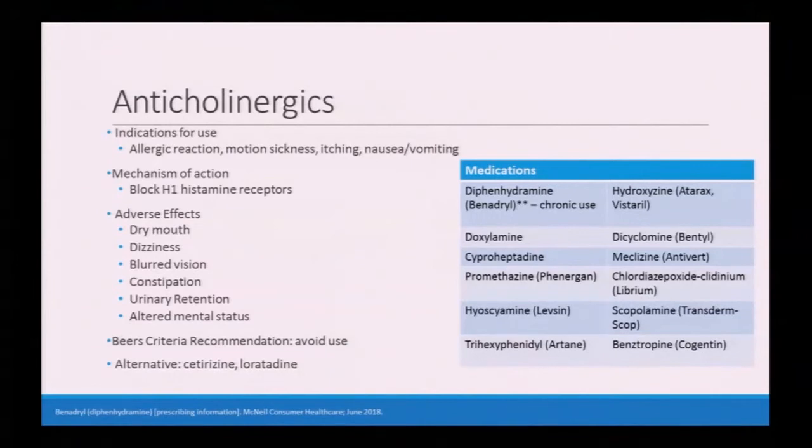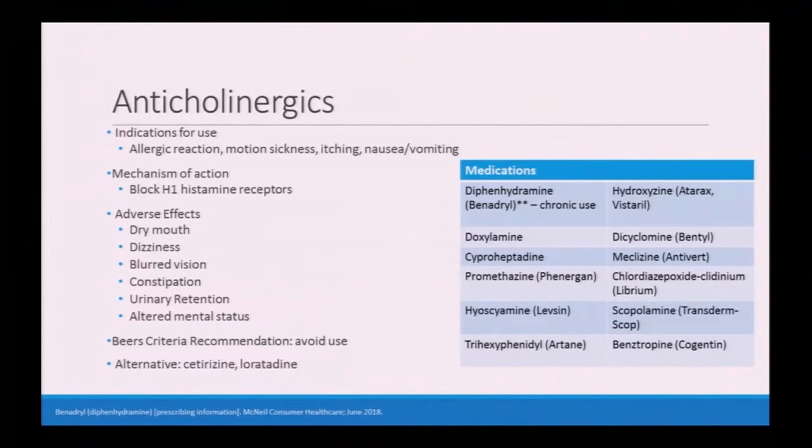And so for our anticholinergics, typically they're used for an allergic reaction, motion sickness, itching, or nausea or vomiting. They block your H1 histamine receptors, and because of that, they have a lot of negative adverse effects. So you see dry mouth, dizziness, blurred vision, constipation, urinary retention, and altered mental status. And a combination of all of these adverse effects with a patient who is at increased risk for some of these adverse effects can lead the patient to be at increased risk of falls or increased risk of confusion.